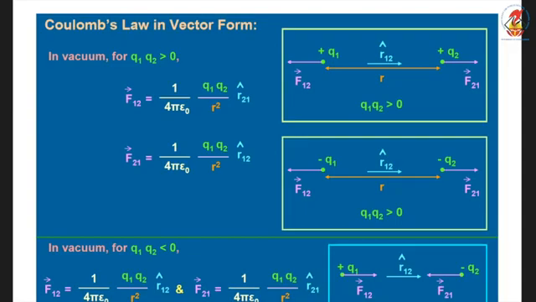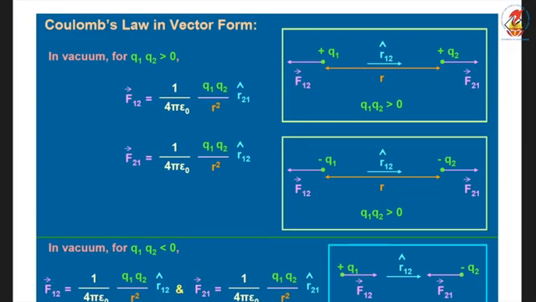First equation is F12, which is 1 by 4 pi epsilon 0 q1 q2 by r square into r21 cap, where r21 cap is the unit vector. Similarly vector F21 equal to 1 by 4 pi epsilon 0 q1 q2 by r square into r12 cap. r12 cap is the unit vector. When you look into both the equations, you can see only the direction of the unit vector changes.